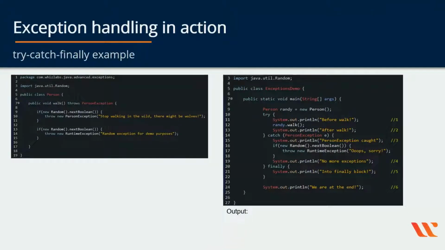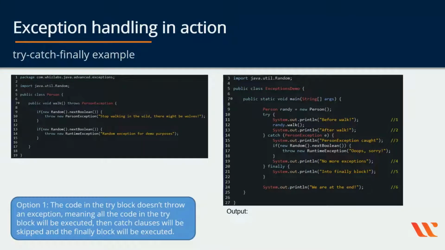We've also placed some print statements before and after the walk method to see what will be printed in which situations. We've also taken care to catch the checked exception PersonException, and for demo purposes we again assume that there is a 50% chance a new exception will be thrown in the catch block. All of those have their own print statements to follow the progress. In the finally block we print one more statement, and after that one more. I've marked every print statement with a number just to be more precise.